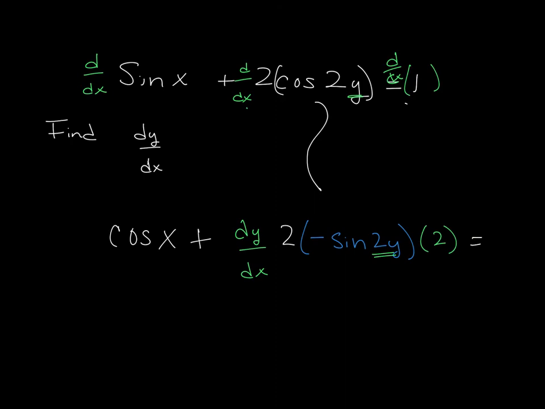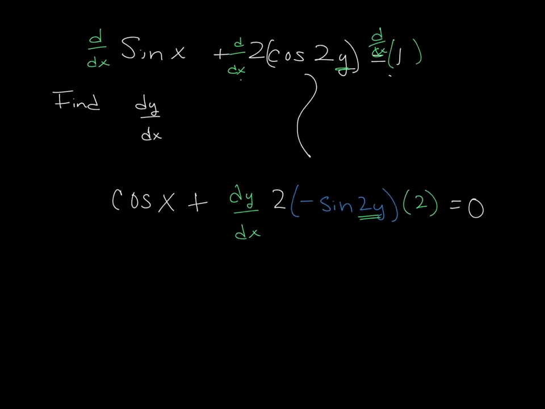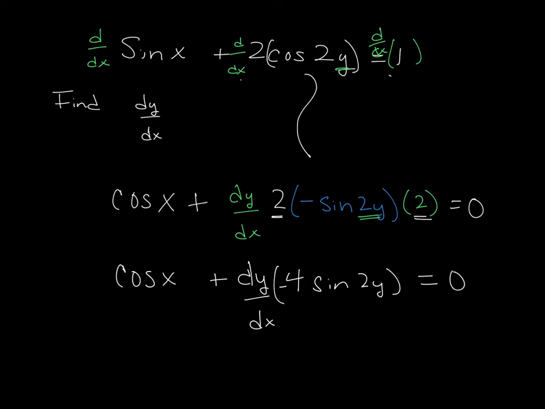All of this is equal to d/dx of 1, which is equal to 0. All right, so let's simplify this a little bit. That leaves us with the cosine of x plus dy/dx times, I'm going to combine this 2 and this 2, negative 4 sine of 2y, is equal to 0. Now the goal is to get dy/dx all by itself, so the cosine of x moves to the other side.